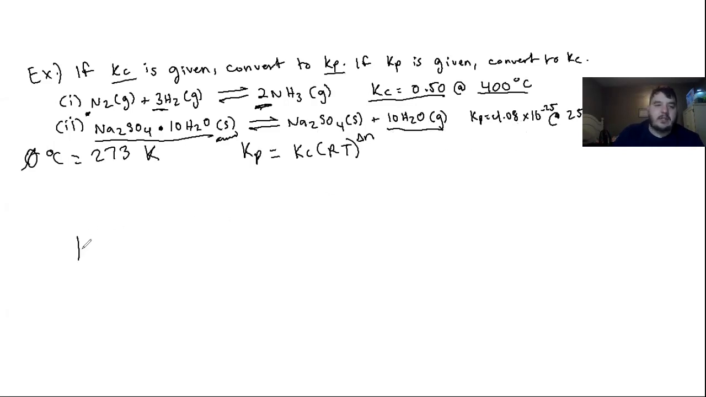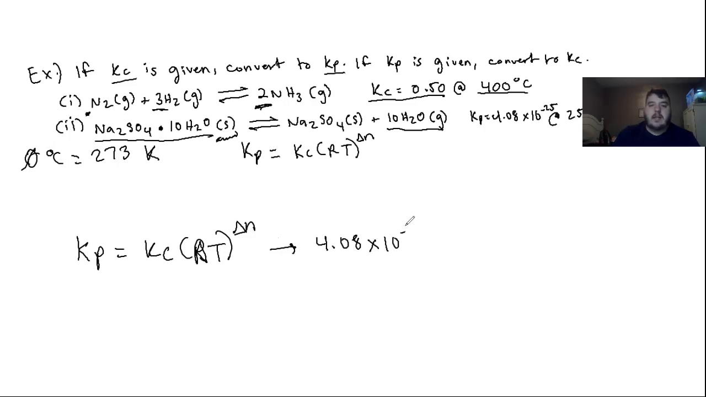So again, using our equation, Kp equals Kc times (RT) to the delta N. What do we have? Well, we have our Kp, that's 4.08 times 10 to the -25. That's equal to Kc, which we don't know. Again, R is our universal gas constant, and that's going to be in atmospheres times liters divided by moles times Kelvin. And then again, times 25 degrees Celsius, but we need to add 273 to get Kelvin. So that's going to be times 298 Kelvin.